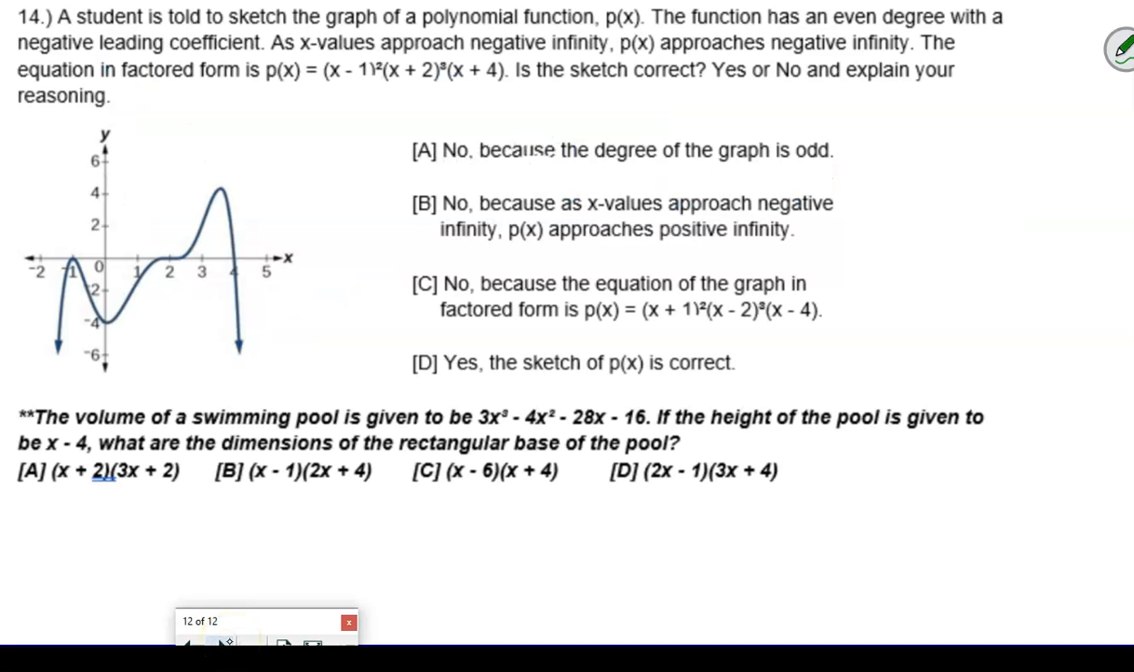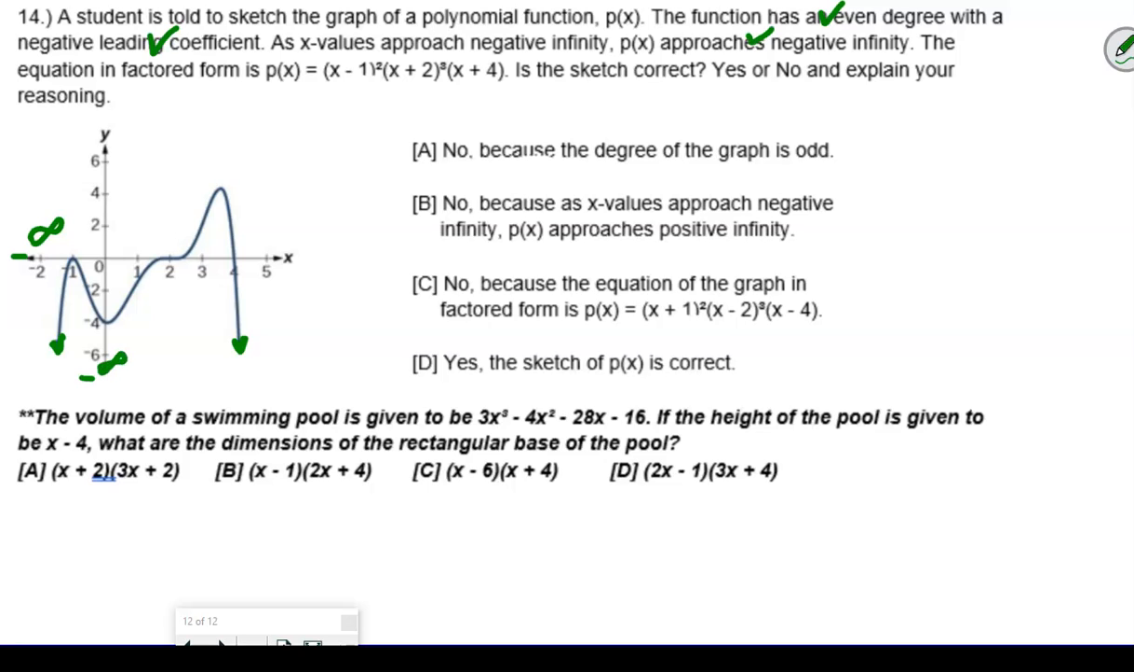All right, so let's look at this next graph. A student is told to sketch the graph of a polynomial p of x. The function has an even degree. Well, obviously this is even because both ends are headed down, right? Okay. And then a negative leading coefficient, so our right side is headed down, so that's true. It says as x approaches negative infinity over here, that's negative infinity. P of x approaches negative infinity and is, right, because it's headed down, so that's true as well.